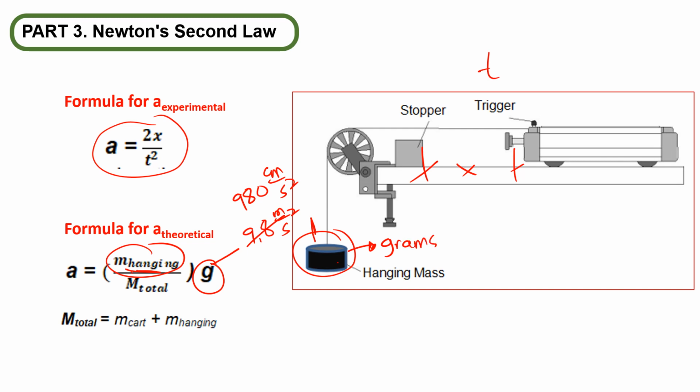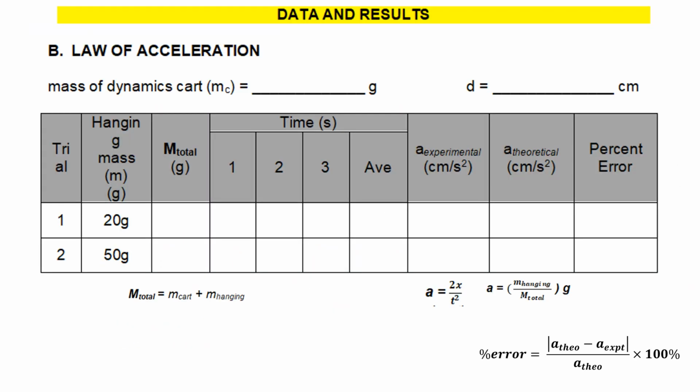But if this one is expressed in kilograms, meaning we need to use 9.8 meters per second squared. Okay, so let me erase this one. Divided by the total mass, so that will be the mass of the cart plus the hanging mass. So this is the total mass: the mass of the cart plus the hanging mass.